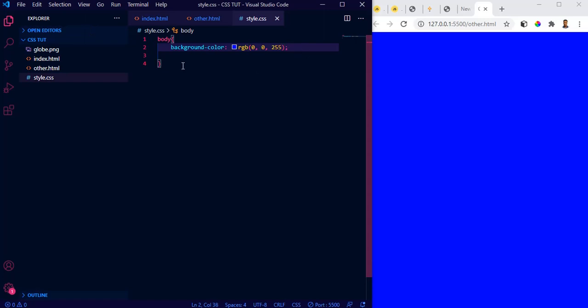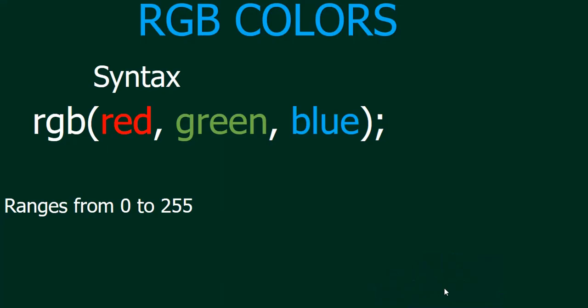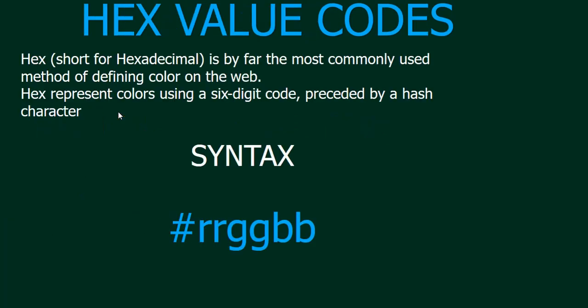So that's basically how to represent RGB colors on our web pages. There's also another way, which is hex values. Hex stands for hexadecimal, and is by far the most commonly used method of defining colors on a web page. Hex represents colors using a 6-digit code. Guys, take note, a 6-digit code which is preceded by a hash character. This is the syntax.